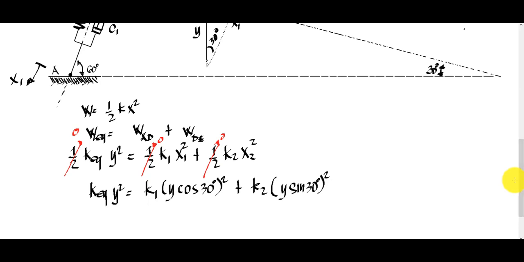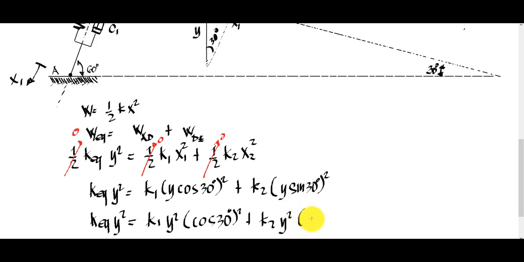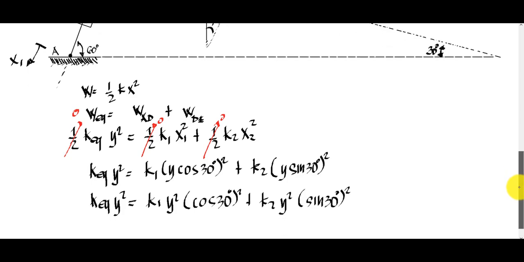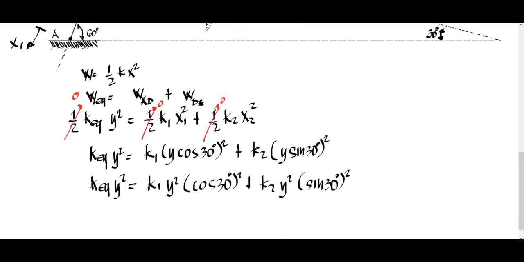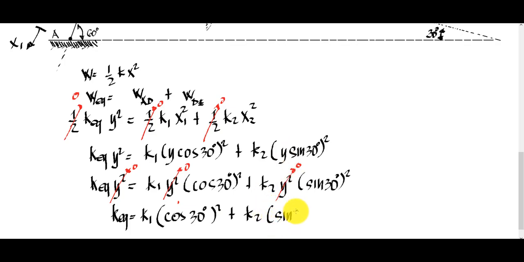We can also factor out what is common here. So we have K equivalent, and we can cancel the Y squared on the other side. We have K sub 1 times Y squared times cosine of 30 degrees squared, plus K sub 2 times Y squared times sine of 30 degrees squared. We can cancel the Y squared. Finally, the value of K equivalent is equal to cosine of 30 degrees squared times K sub 1, plus K sub 2 multiplied by sine of 30 degrees squared.